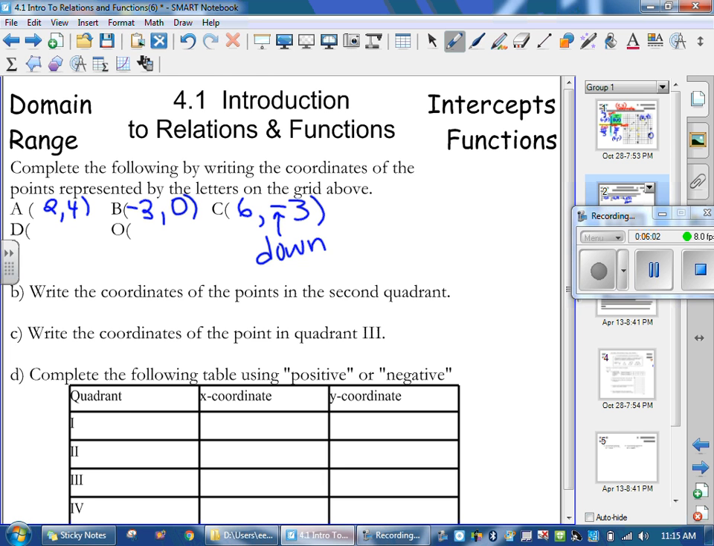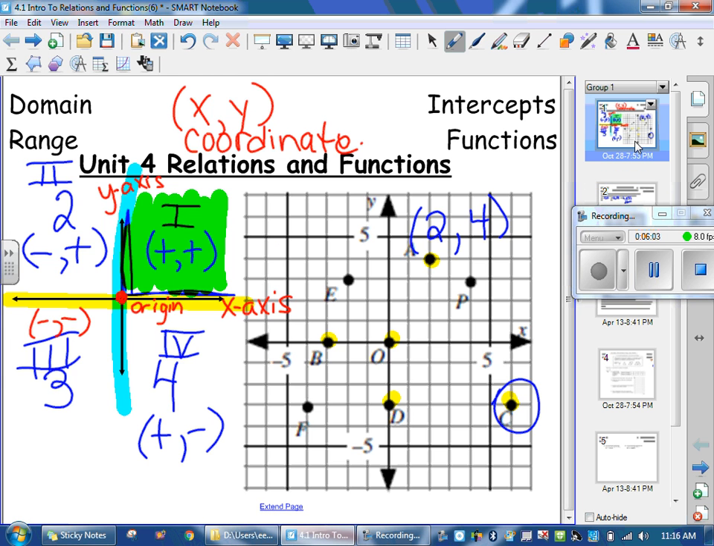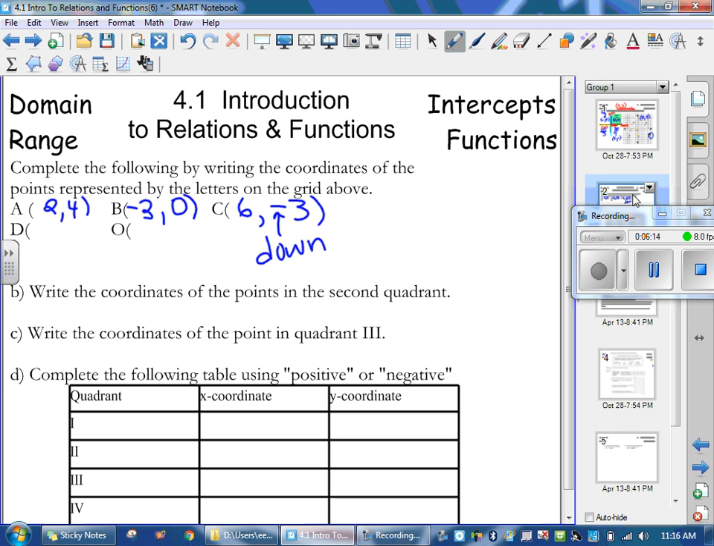Let's take a look at the next question. D and O. So if I look at D, D's on the line. He didn't go left to right. If he didn't go left to right, what do I write? 0. How far down did he go? -3. So this guy's going to be 0, -3. Put some slashes on 0 so you don't think they're O's.